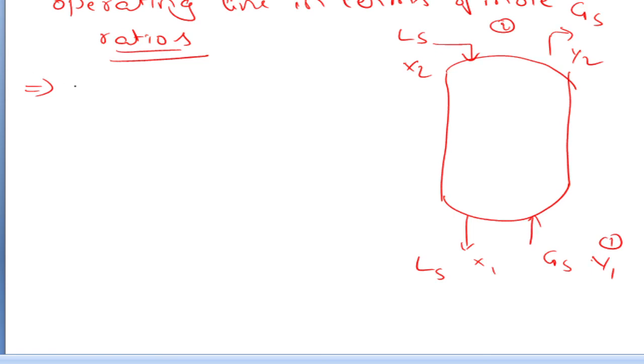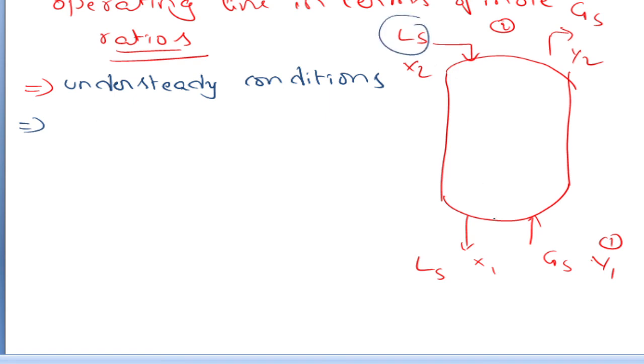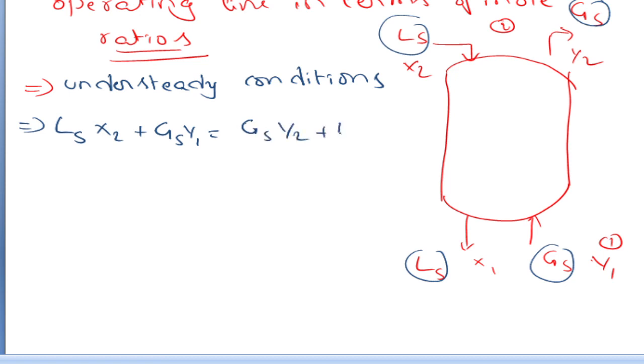Now if I want to write down the material balance, same concept: component entering and component leaving. Under steady state conditions, this is important, we are assuming steady state conditions, entering is equal to leaving. So how much is entering? You have two streams entering into the column. LS into X2 plus GS into Y1 is equal to the leaving streams, again two streams, GS into Y2 plus LS into X1.